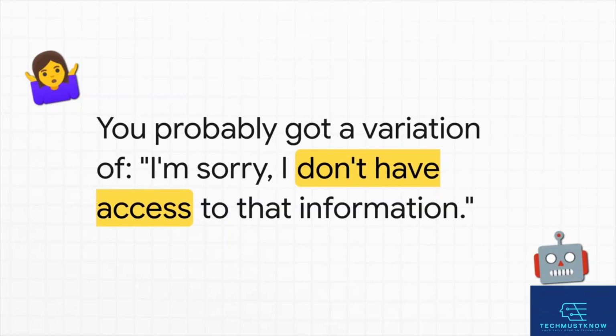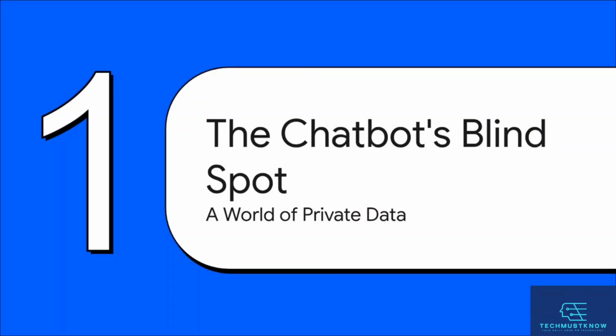But here's the thing, it's not because the AI isn't smart enough. The problem isn't about intelligence at all, it's about access. The AI is basically locked out of your private world. And that really is the core of the problem. These incredibly powerful language models, they're trained on the vast, vast expanse of the public internet. But they have absolutely no idea about the data that lives inside your company's databases, or in your personal files, or on your university's private servers.